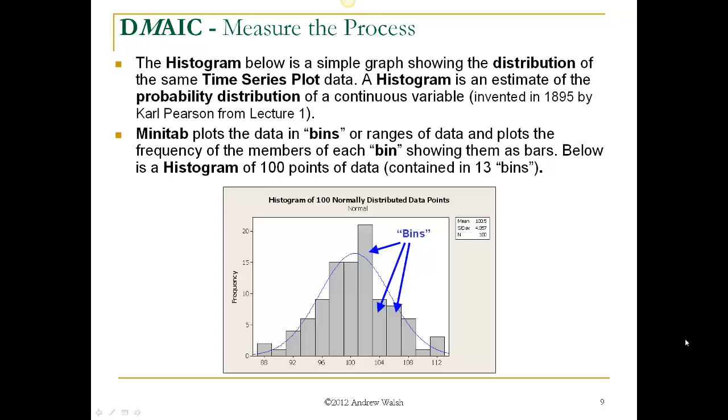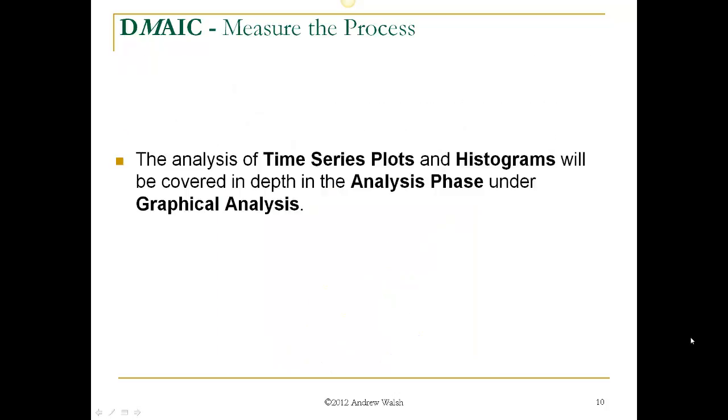You'll also notice that Minitab draws a normal curve around the data, and in this case the data appear to be fitting within that normal curve. However, there are some points sticking up here and there at the high end and low end, and also in between 100 and 104. Now this may be nothing, which it is because this was normally randomly generated data that should be a normal distribution. So this should be a normal looking curve. The analysis and statistical analysis of time series plots and histograms will be covered in depth in the analysis phase under graphical analysis.